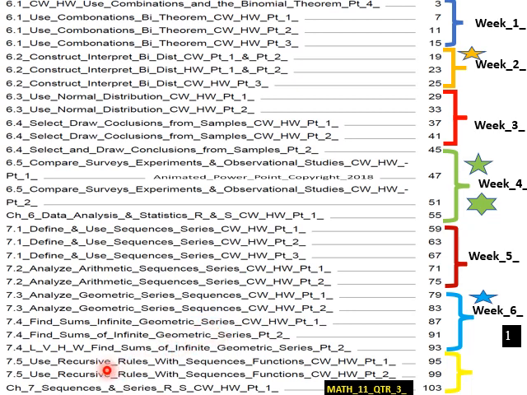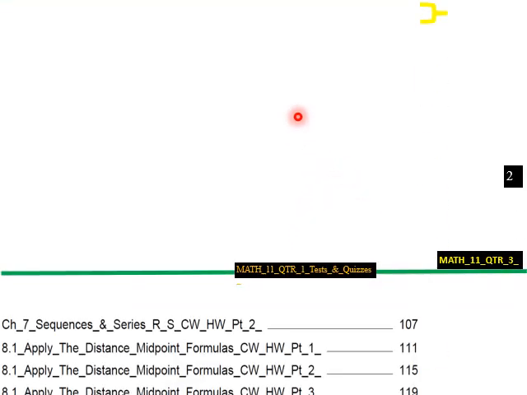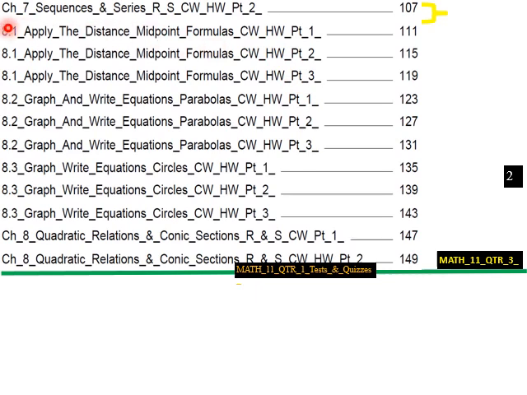And then week 7, we go into infinite geometric series and using recursive rules with sequence functions. And there is a quiz in week 7. And then going in now finally to finish up our quarter 3 Algebra 2, week 7, again, we have a test. We have a chapter 7 test for week 7 here that covers sequences and series.